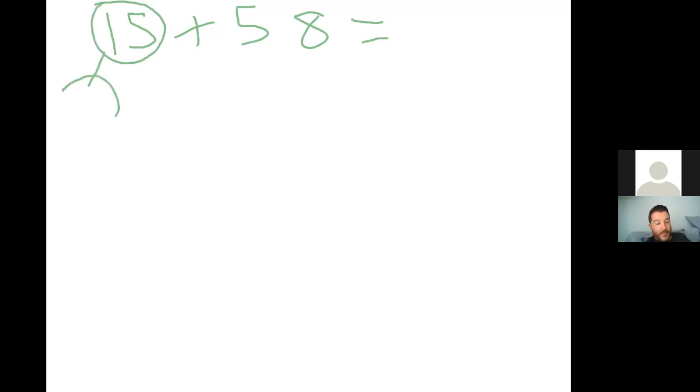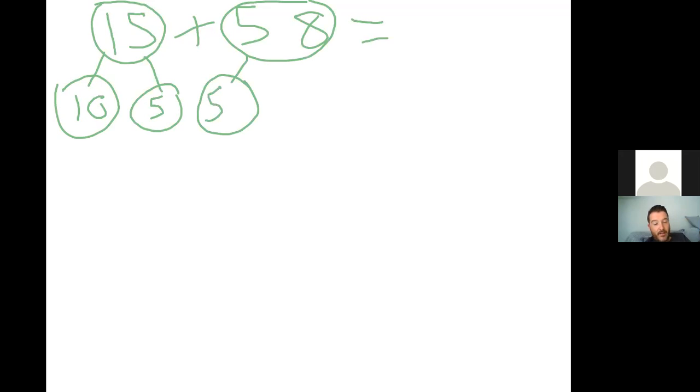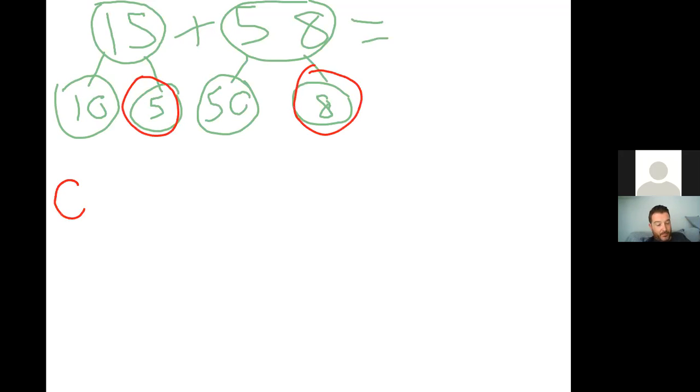15 is made up of 10 and 5, and 58 is made up of 50 and 8. So now we've done the hard part. We're going to add the ones together first of all. I will write the word ones again just to help you. Add the ones first. And our ones are 5 add 8.